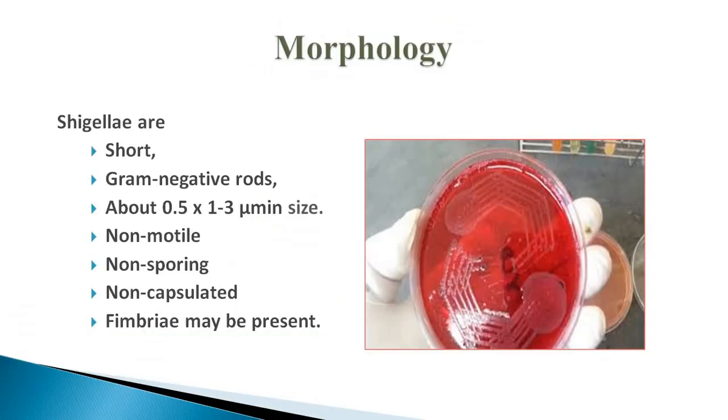First of all, the morphological characteristics of Shigella. Shigella are short, gram-negative, rod-like bacteria, about 0.5 by 1 to 3 micron in size, non-motile, non-sporing, and non-encapsulated. It possesses fimbriae.